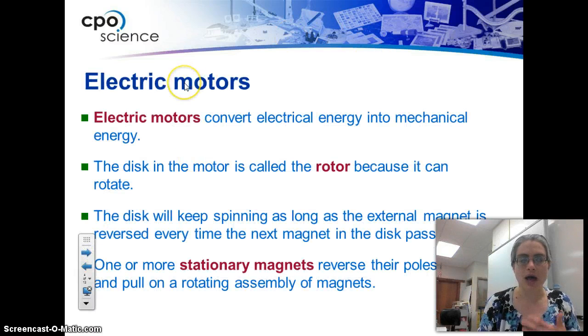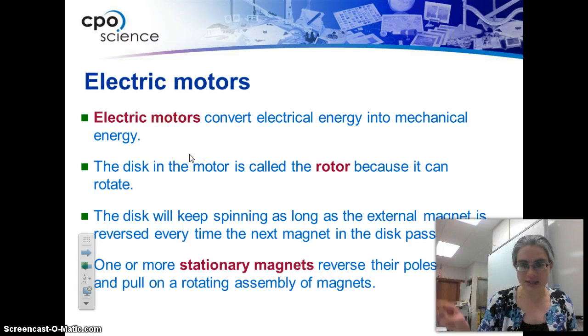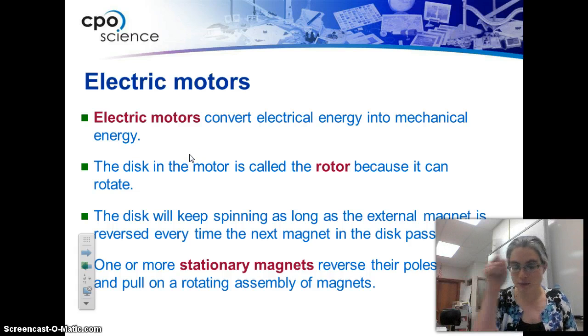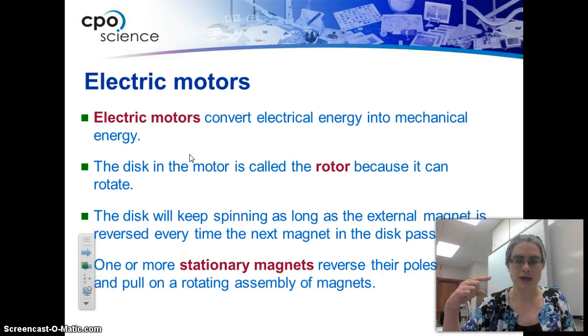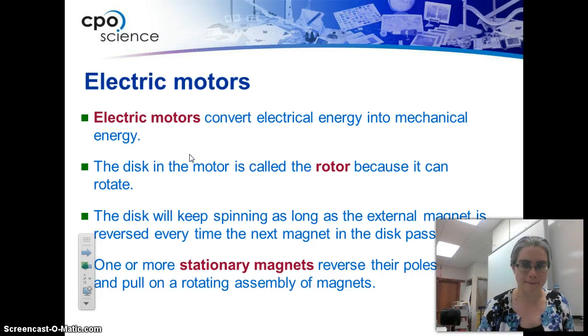Okay, so electric motors convert electrical energy into mechanical energy. They do some kind of work, which is what we talked about in the energy unit. The disc, the rotating disc, is called a rotor because it can rotate. And the disc will keep spinning as long as the external magnet is reversed every time the next magnet in the disc passes by. So if you had an alternating current running by that wheel, you would be able to keep the wheel in perpetual motion because the alternating current would apply attraction and repulsion forces each time.